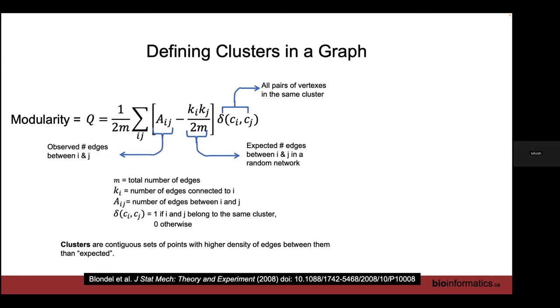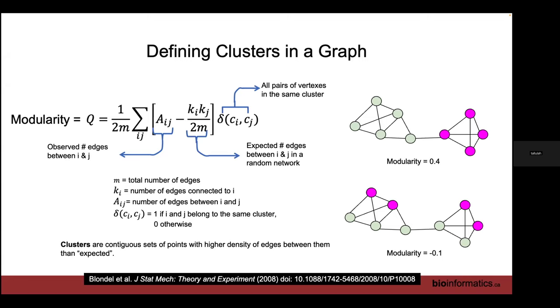So here our clusters are going to be sets of points that have a higher density of edges between them than expected by chance. So if we have a graph like this, and green and purple are our clusters, this will get a high modularity score because there's lots of edges between the points within a cluster and few between the clusters. Whereas if we cluster them like this, we get a bad modularity score. Right? There's not very many edges between points of the same cluster and lots of edges between points of different clusters.